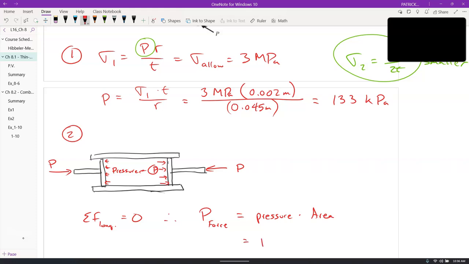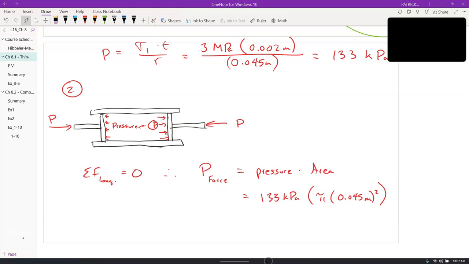The pressure is what we just solved for, 133 kilopascals. And the area is the area of our circle, so it's just pi times our radius squared. So we solve for that, and we get the force in the piston is equal to 848 newtons.